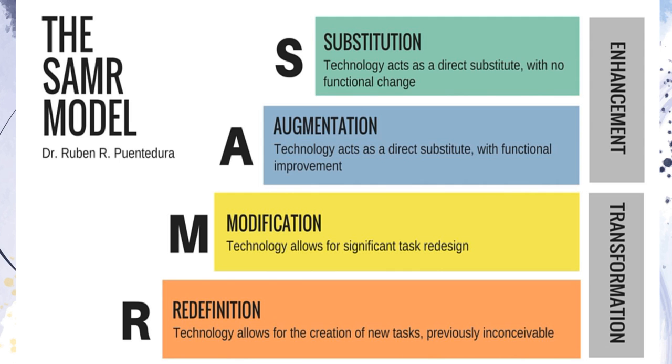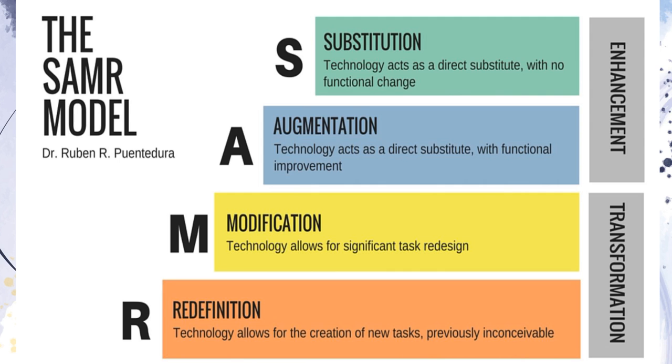The levels are substitution, or using technology to substitute with no actual changes. For example, turning a paper worksheet into a digital one. There was no change, but it's now done using technology. Augmentation is using technology to improve what we're doing, so maybe taking that worksheet and adding in some helpful videos or audio as supplemental instruction.